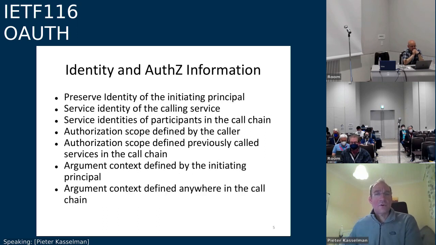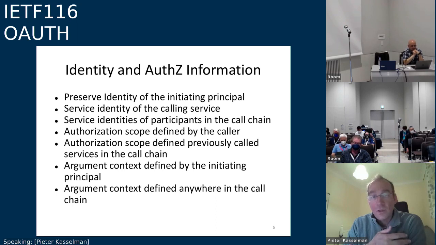So the kind of information that folks are looking at, first and foremost, is how do we preserve the identity of the initiating principal? I think there's also discussion around the service identity of the calling service, service identities of all the participants in a call chain, the caller's authorization scope, and so on. Also the authorization scope for previously called services, and then the argument context with the initiating principal and in the call chain. But the discussion has really honed in on preserving the identity of the initiating principal. It's the smallest piece that gives us the biggest gain, or at least that's what's coming out of that discussion so far.